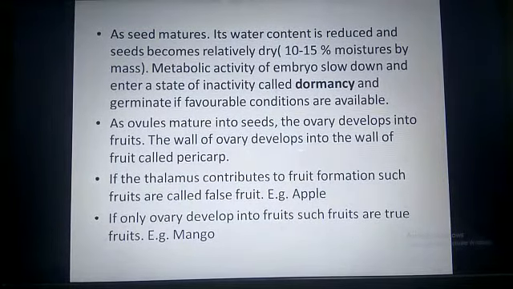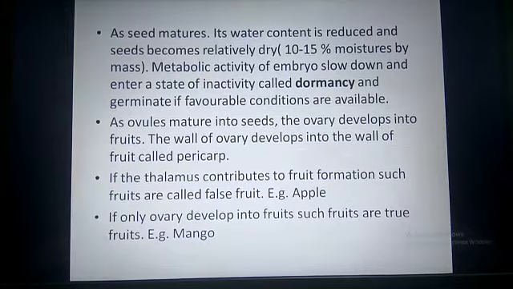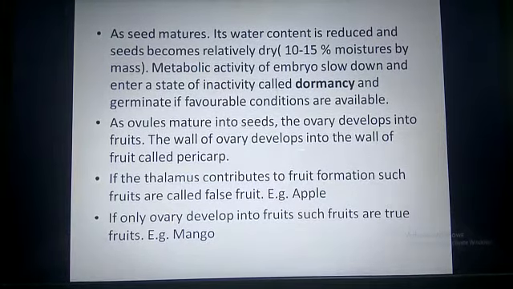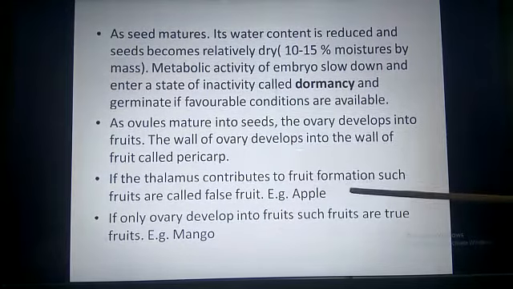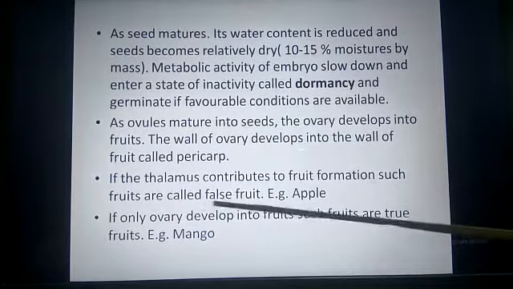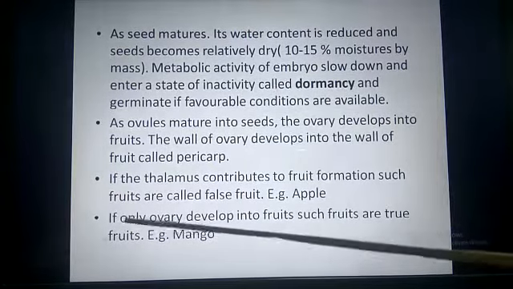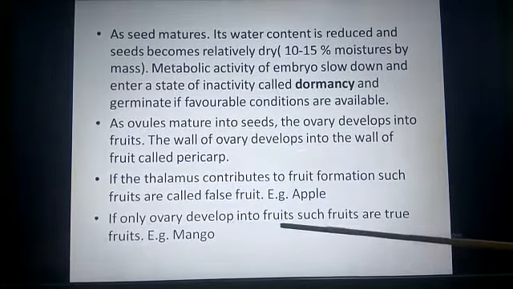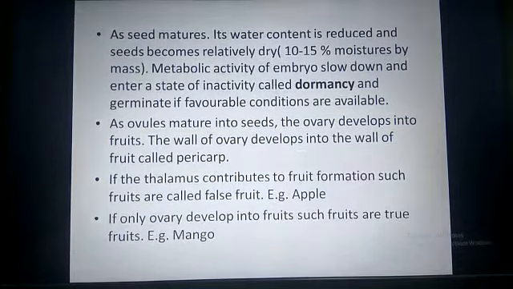If the thalamus contributes to fruit formation, such fruits are called false fruits. Thalamus refers to the receptacle where the different parts of the flower are borne. So if the thalamus contributes to fruit formation, then such fruits are called false fruits. Example, apple. If only the ovary develops into fruit, then such fruits are called true fruits. Example, mango.